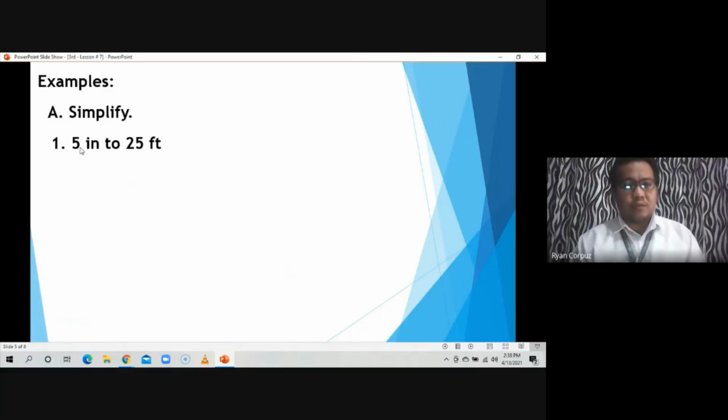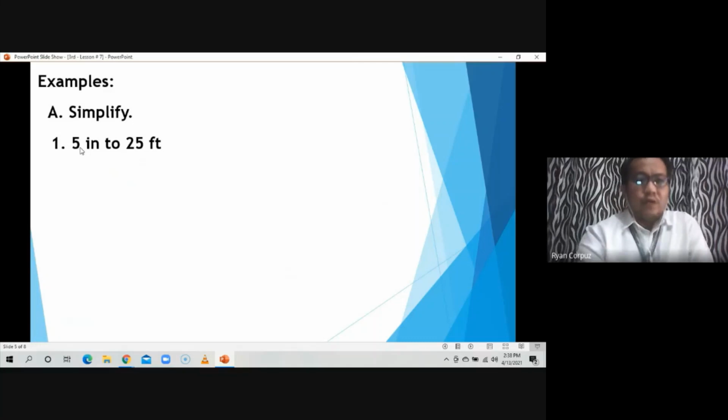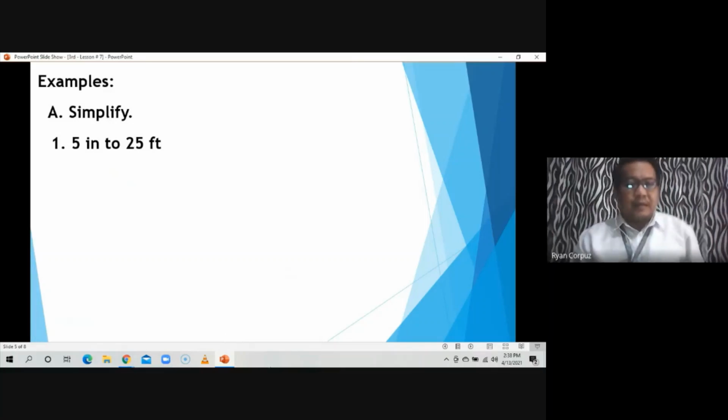It's because it's less than 1 foot. Instead, let us convert 25 feet to inches. So ilang bang inches meron sa 1 foot? So meron tayong 12 inches in 1 foot.